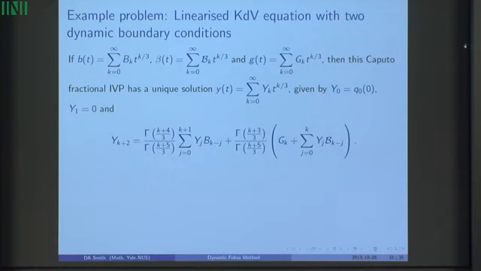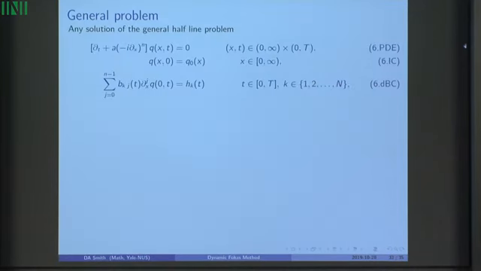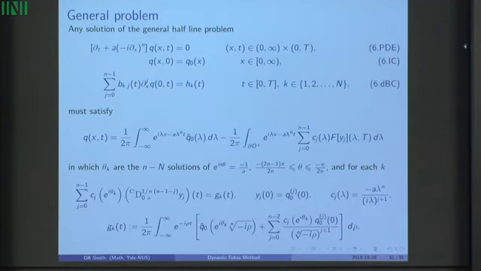And again, there's theory for these that tells you the fractional initial value problem has a unique solution, and here it is. And again, you get the same kinds of convergence. Finally, the general problem. You end up with, again, now a system of fractional initial value problems.